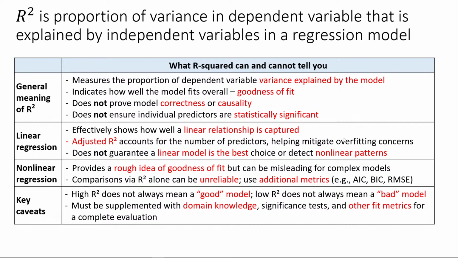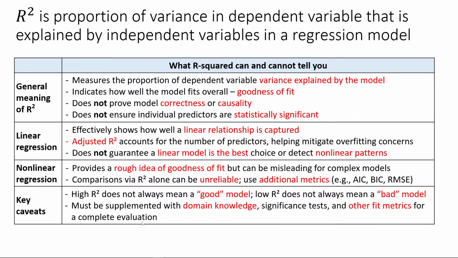But this is the most important thing. All these numbers, you have to interpret them, and all this model selection and all these relationships you build, you have to make all these decisions by your domain knowledge, and by doing significance tests, and by doing other fit metrics like Bayesian model evidence or these guys for a complete evaluation.